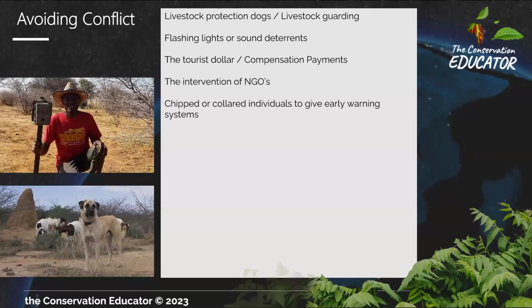You can chip or you can collar an individual. So this happens quite regularly. For example, some of our elephant herds here in Kenya that will raid crops. They have a collar that once they move outside a certain area, the warden gets a SMS on his phone saying elephants have moved into this area. He can ring up the community leaders and say elephants are about 5 kilometers away. Start chasing them away now, so they never actually reach the crops.